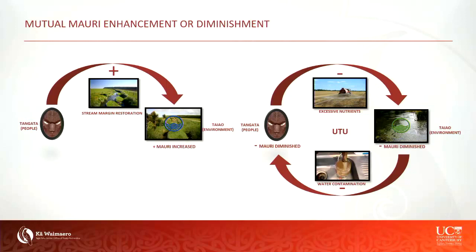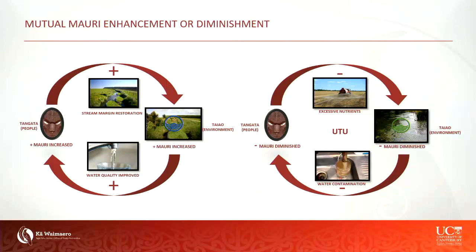Once again, that water quality might be improved. And at the same time, what you can harvest from that stream, such as mahinga kai, or tuna, eels, or other species from that stream, once again, that too becomes flourishing again. So more life is created, which then flows back to people. So then a person's mauri is increased. Once again, utu, the balance is restored, a positive action with a positive outcome.